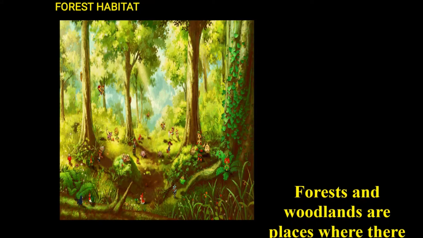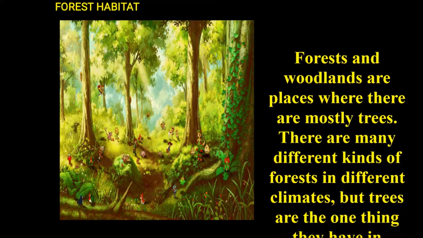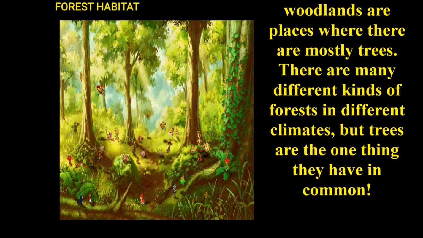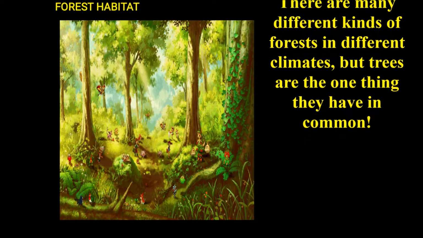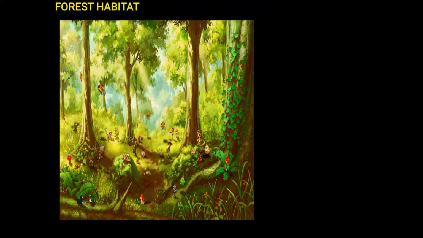Now, let us discuss the forest habitat. Forest and woodlands are places where there are mostly trees. There are many different kinds of forest in different climates, but trees are one thing they have in common.